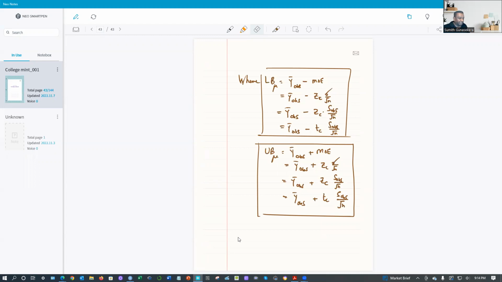We can get this done easily using R. We're going to learn about that. And how are you going to get the CC? Let's look at the critical values. How to get the critical values?